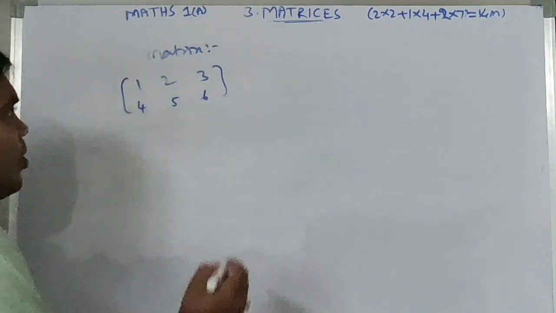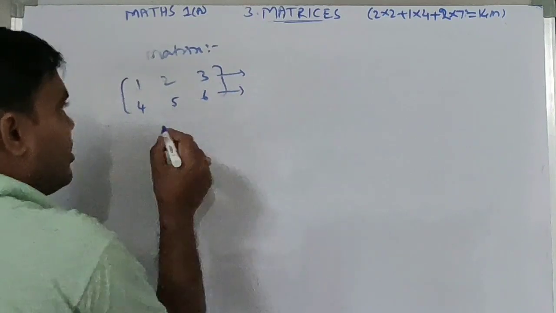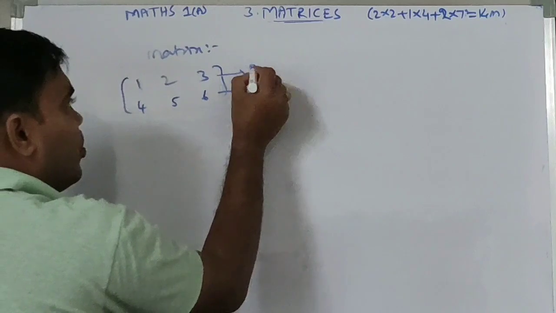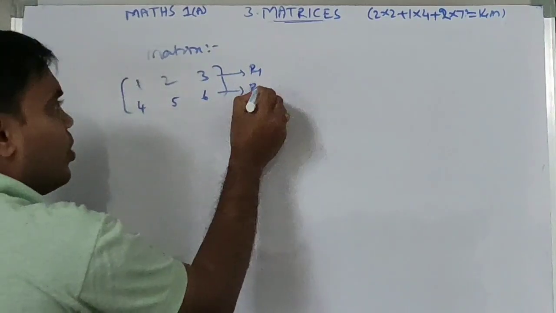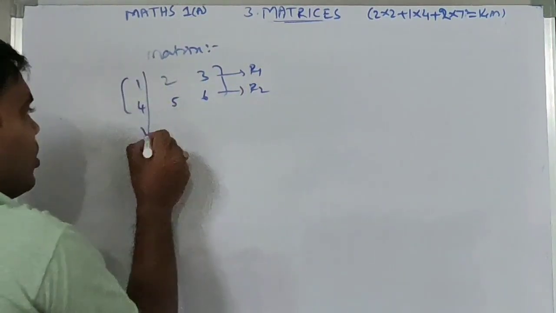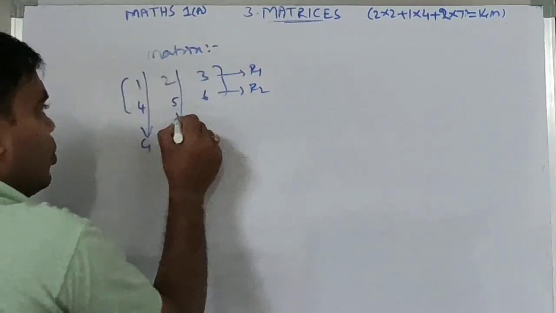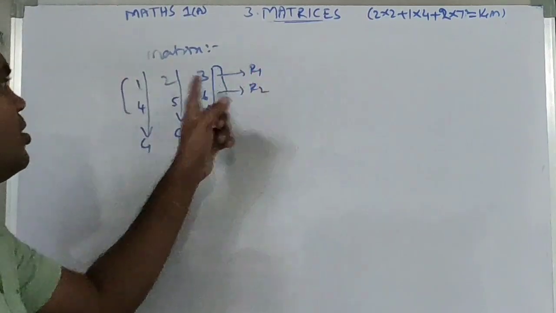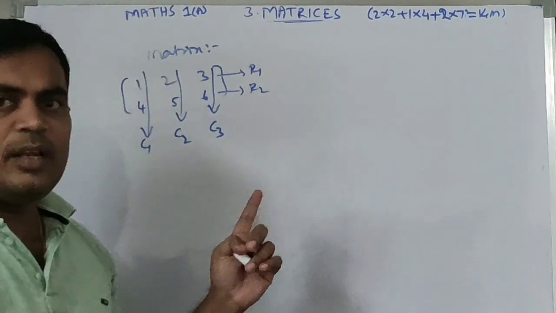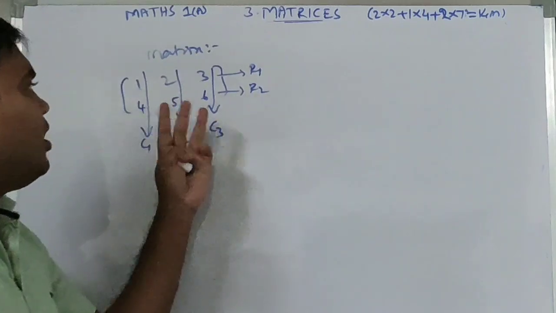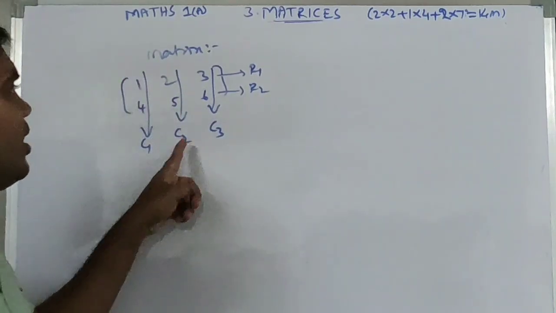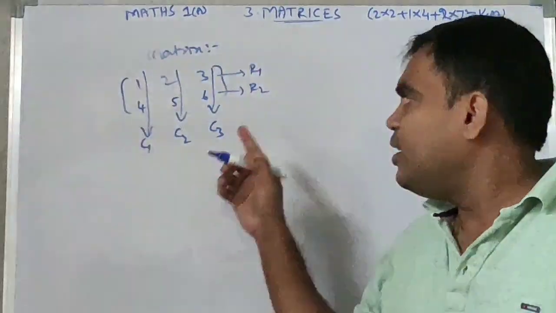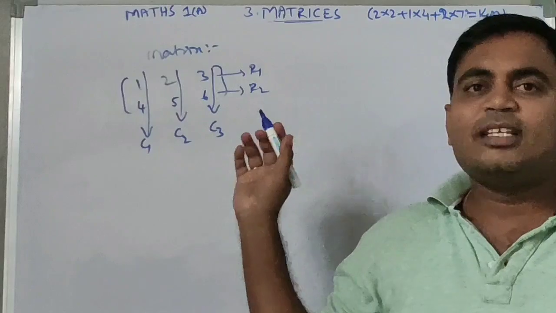What is a row? The horizontal lines. So 1, 2, 3 is one row. 4, 5, 6 is another row. So this is row 1, this is row 2. Then 1, 4 is column 1, 2, 5 is column 2, 3, 6 is column 3. So these are rows, these are columns. In the first row, how many elements? 3 elements. Second row, 3 elements. First column, 2 elements. Second column, 2 elements. Third column, 2 elements. So we can arrange these elements in a systematic order.